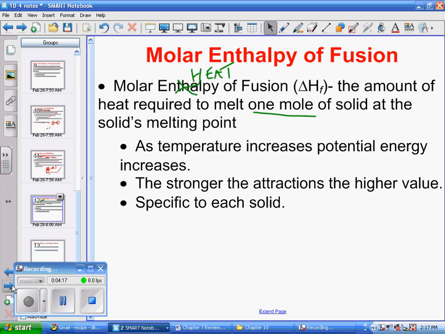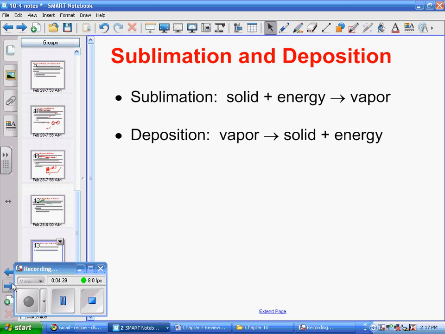And just like it was the molar enthalpy of vaporization, the stronger the attractions, the higher the heat. You have to overcome those strong attractive forces between molecules, and those attractive forces are probably going to be a chemical bond, like an ionic or a covalent bond, or it's going to be some type of intermolecular force, hydrogen bonding, dipole-dipole forces, stuff like that. I think that was back in chapter 5 or 6 or something like that.